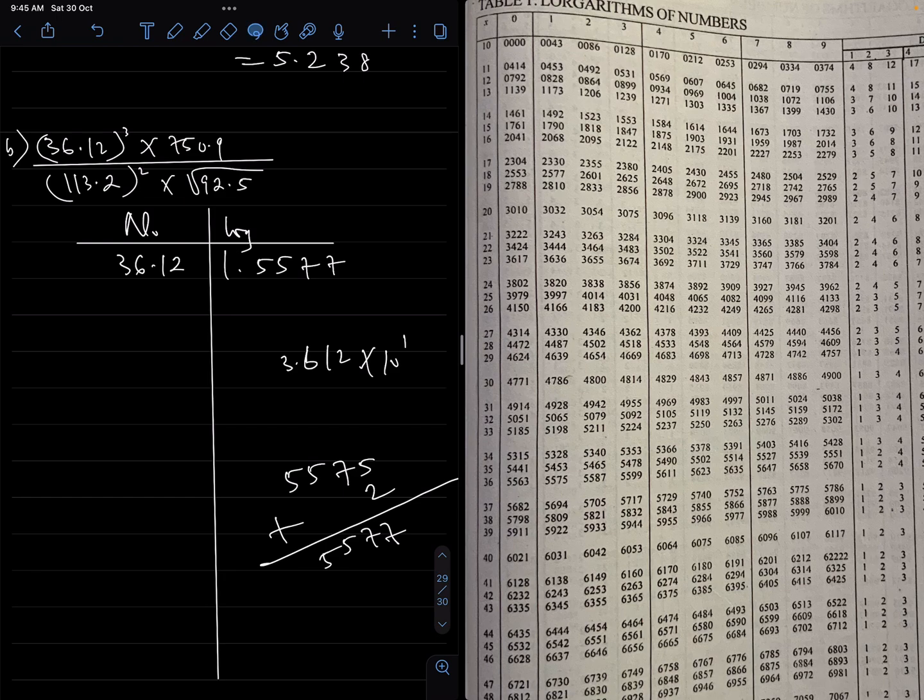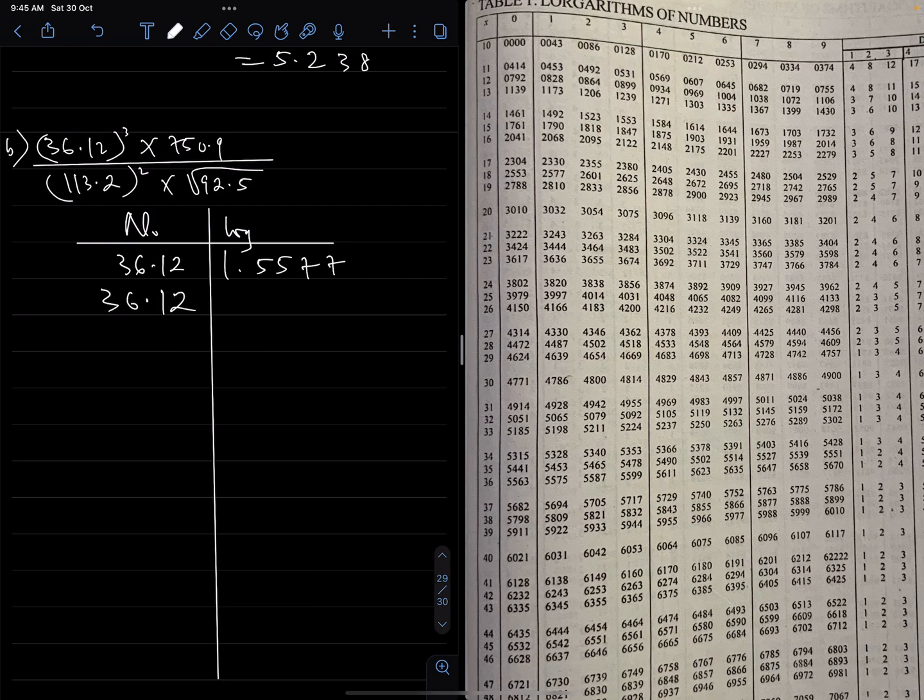But here we're not done because we have to find its cube. We're multiplying the cube of 36.12 by 750.9. I've told you that when you are finding powers, you multiply the logarithm of the number by that power. So 36.12 cubed will now be 1.5577 times 3. Do you understand?